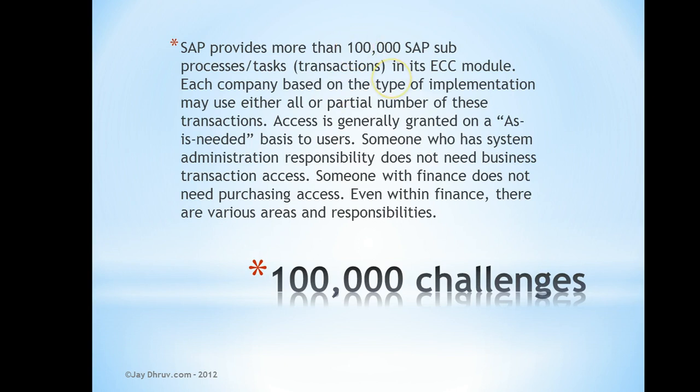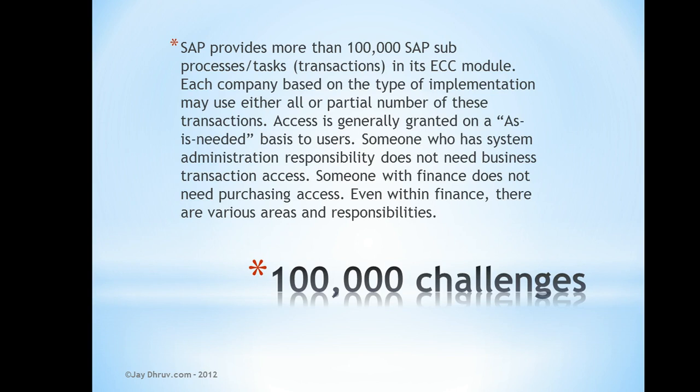SAP provides more than 100,000 SAP sub-process tasks. In technical language, they are called transactions, in its ECC module. Every organization may use part of the functionality depending on their requirement. The golden principle in security is access is always granted on an as-needed basis. This is the least privilege rule.